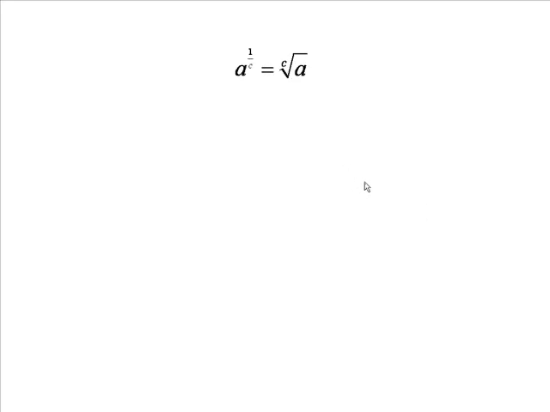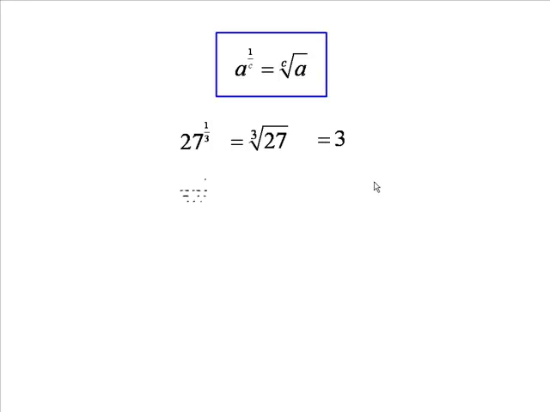Now, I'm going to put that rule at the top of the page because we're going to be looking at some examples now. What's 27 to the power of 1/3? Well, it's the cube root of 27, which you should know is simply 3. 32 to the power of 1/5. It's the 5th root of 32, which is 2.